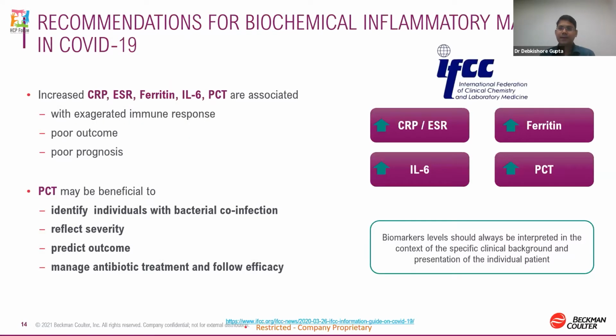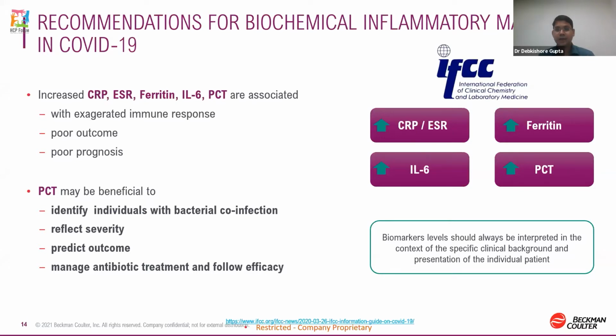Recommendations for biochemical inflammatory markers, especially in COVID-19: we all know that increased CRP, ESR, ferritin, IL-6, and procalcitonin are associated with an exaggerated immune response, poor outcome, and poor prognosis. Whereas there are some additional advantages with procalcitonin. So this can also identify individuals with bacterial co-infection.